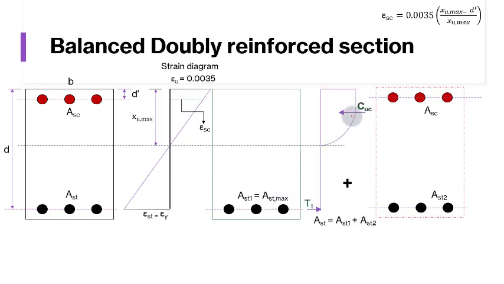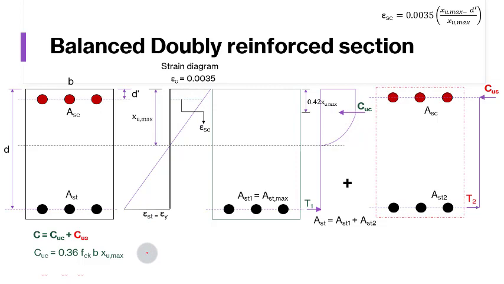If I see this diagram, from here this compression force will be located at a distance of 0.42 xu max, and here we will be having at compression steel level compressive force of CUS, and a tension force which is going to act at this reinforcement will be T2. So the total compression will be equal to CUC plus CUS, whereas CUC will be average stress 0.36 fck xu max into this area, which is b into xu max.